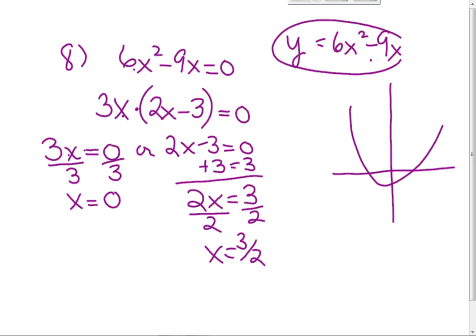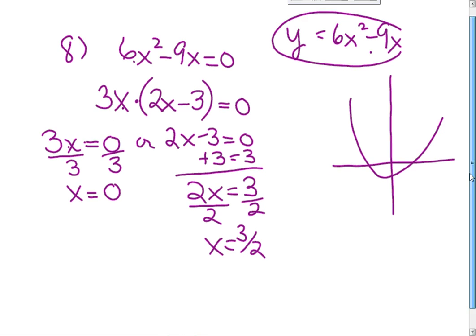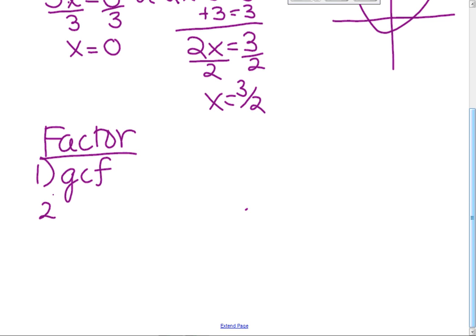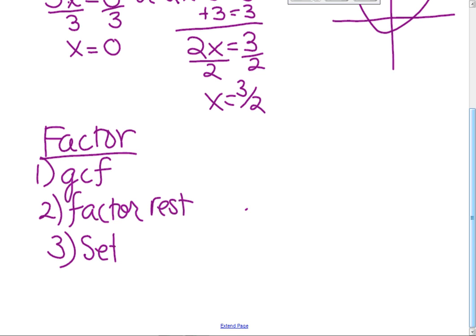There it is. 0 and 3 halves. That's all you have to do. So when you do the worksheet, you will factor, and you took a test on this. You did fairly well, by the way. You're going to factor. First thing you always look for is the GCF. And then you factor the resulting trinomial or binomial, whatever it is. Factor the rest. Set each factor equal to 0.